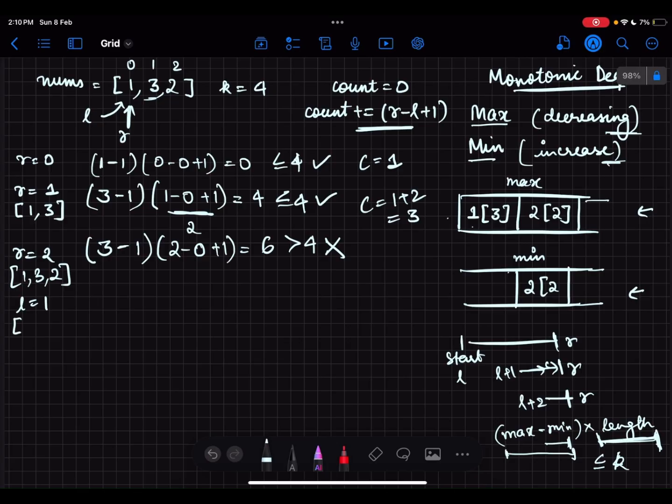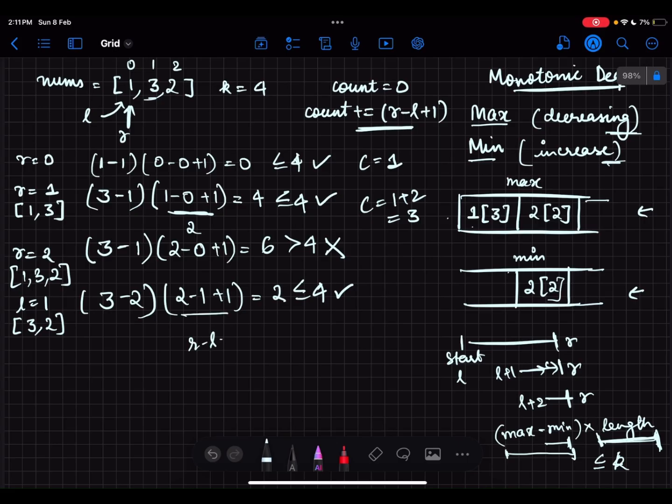Now coming back to calculating the cost, the maximum value at the front of max DQ is 3. The minimum value now at the front is 2. The length 2 minus 1 plus 1 gives out cost to be 2, which is less than or equal to 4. Hence this is valid. Since this substring is valid, each and every substring occurring from it is valid. Hence we update our count by the length, which is R minus L plus 1.